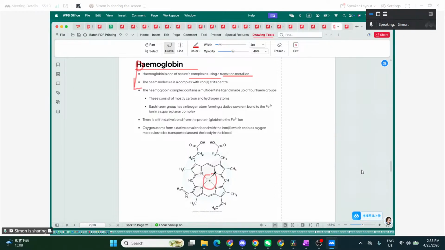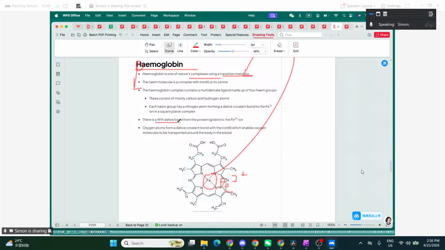the metal iron, right? And the core is the iron 2+, right? According to that, there's a fifth dative bond from the protein.